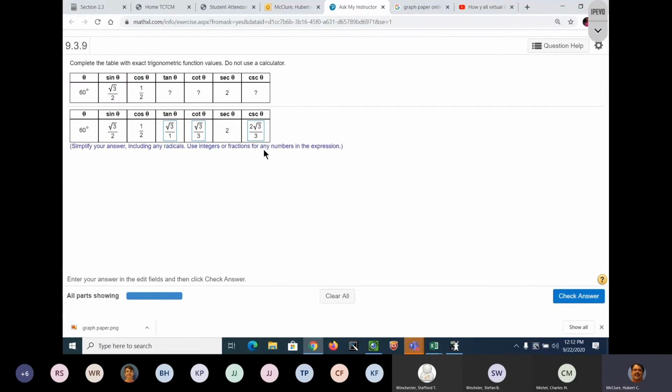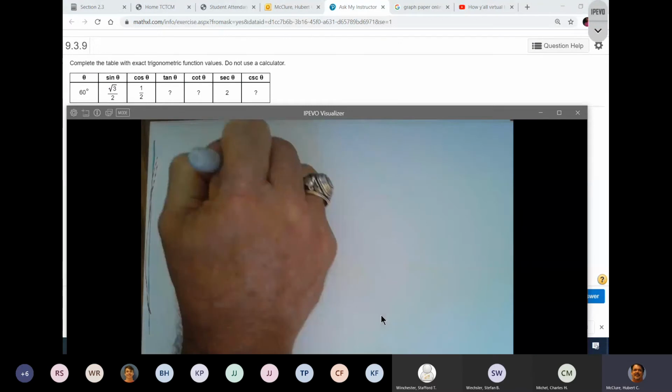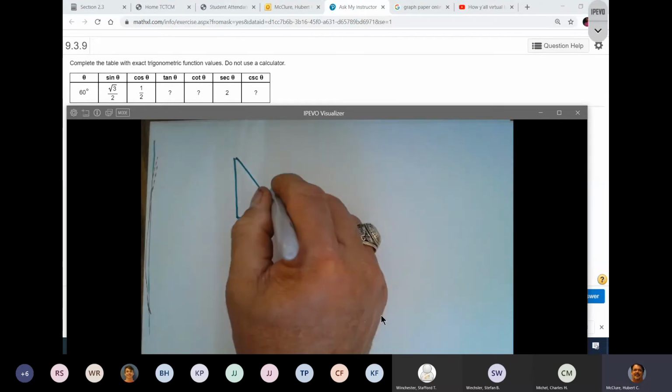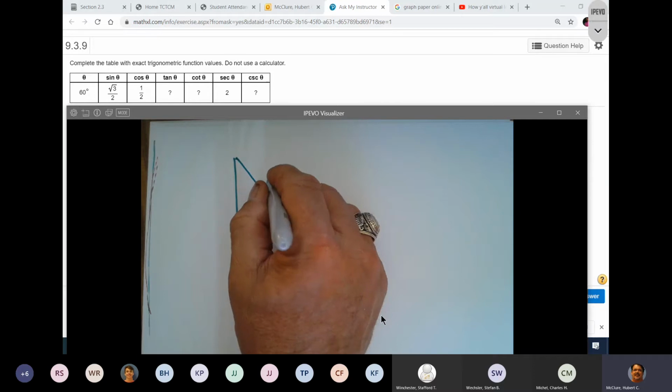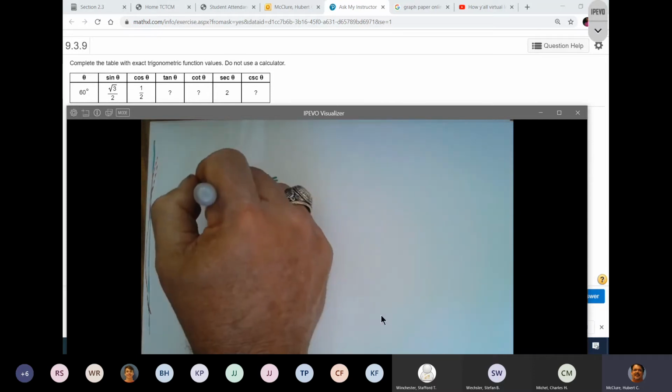9.39/4. I think we've already done this one. But yeah, we've done one like it. 60 degrees. And here we go. 60 degrees is right here. It's in the first quadrant. 60 degrees. That means this is the hypotenuse. This is the adjacent. And this is the opposite.